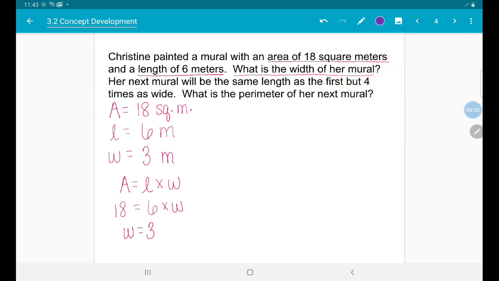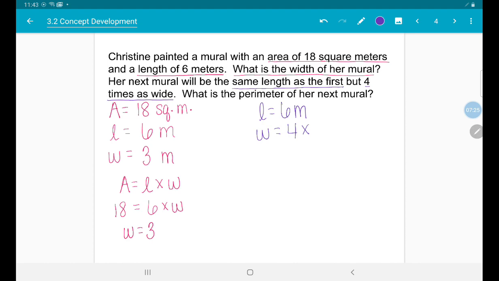Now let's go on. Her next mural will be the same length as the first, but 4 times as wide. What is the perimeter of her next mural? Her next mural will be the same length as the first, so the length is going to be 6 meters, because that's what it was in the first mural, but 4 times as wide. So the width is going to be 4 times as wide.